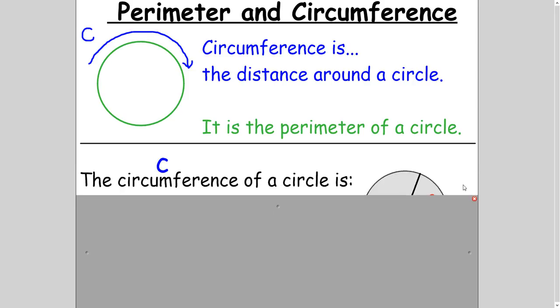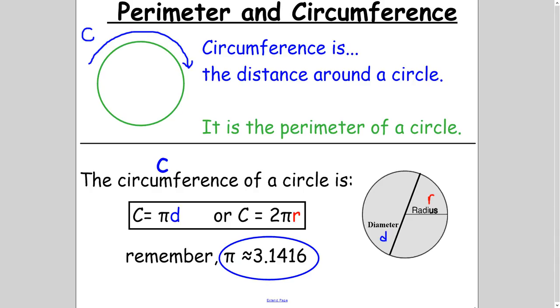The symbol for circumference is a capital C. And for circumference, you can use two different formulas. You can either use C is pi times d, where d is the diameter, or all the way across the circle, or C equals 2 times pi times r. R is the radius, and radius is halfway across the circle, or half the diameter, which is why you have the 2 times r. We're going to be using pi equals 3.1416.